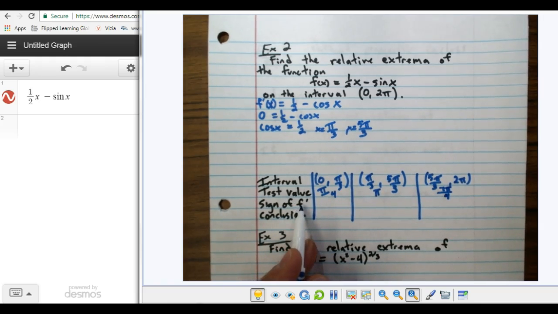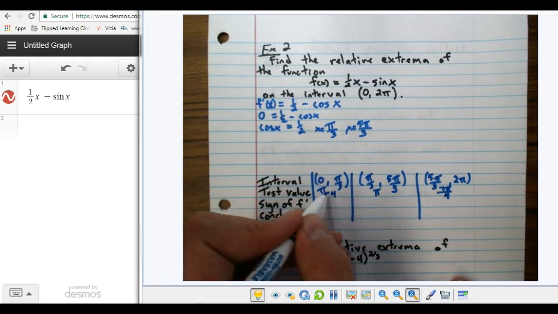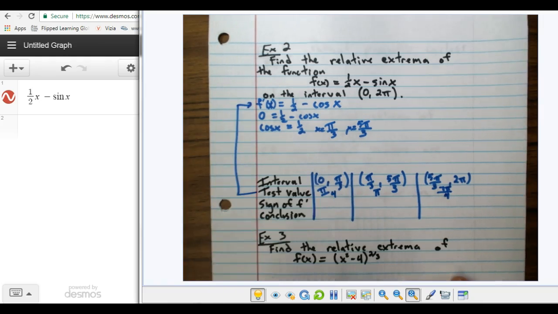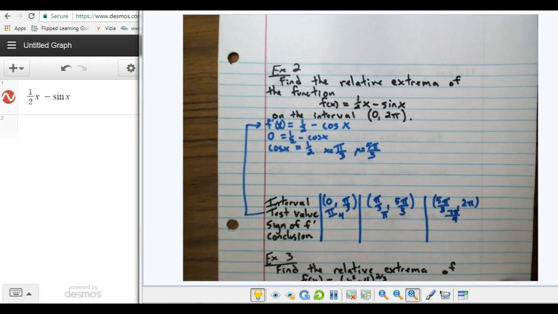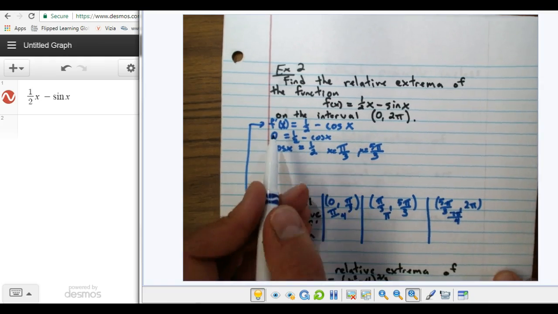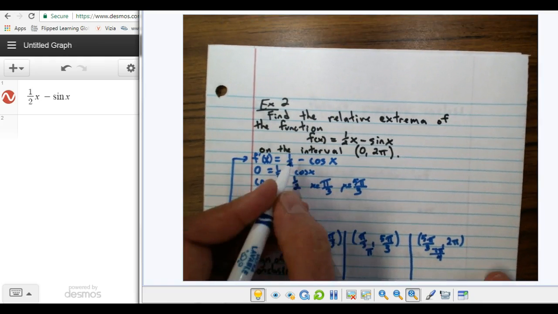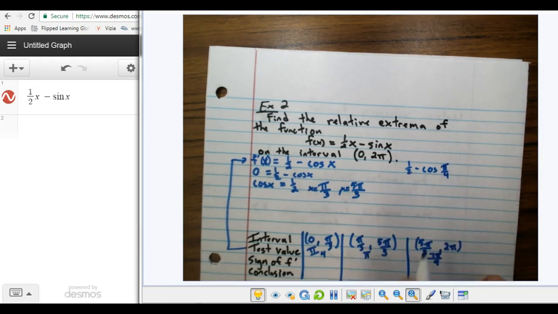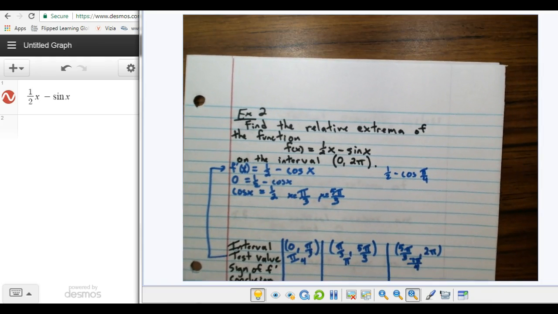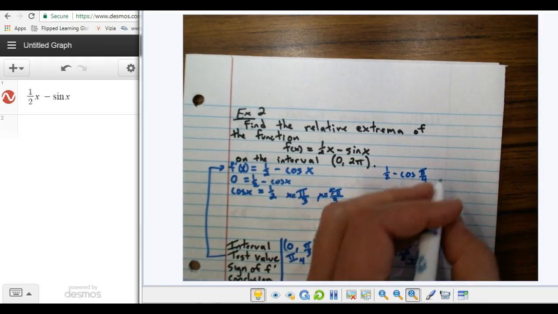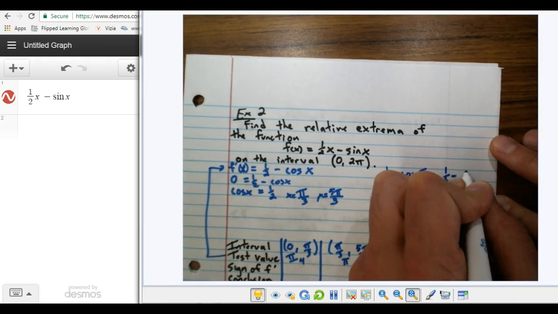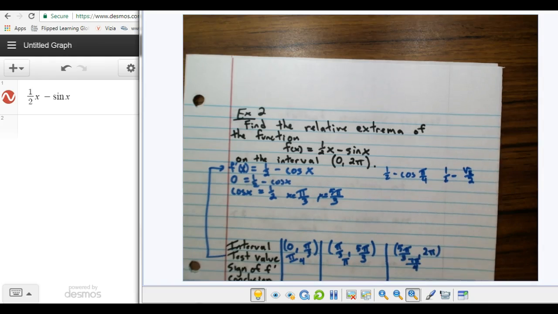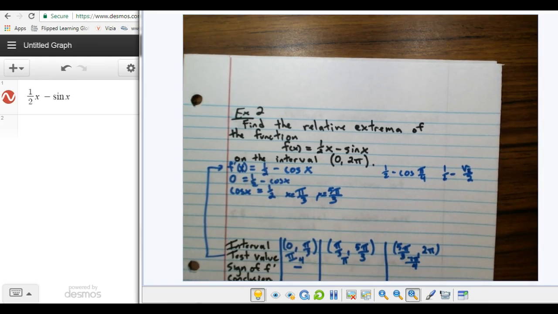Let's find the sign of f prime, which means we pick these values and put them back into our original derivative, before we set it equal to 0. For pi over 4, we have 1/2 minus cosine pi over 4. Cosine of pi over 4 is the square root of 2 over 2, so it's 1/2 minus square root 2 over 2. Square root of 2 is bigger than 1, so this one is going to be negative.